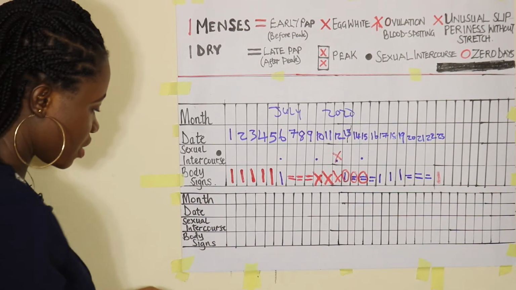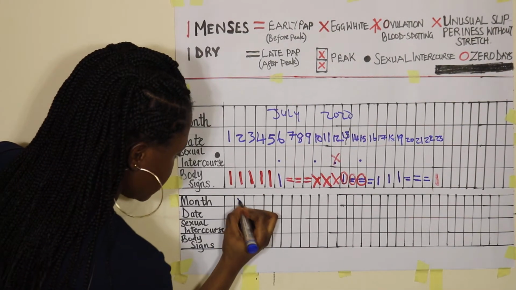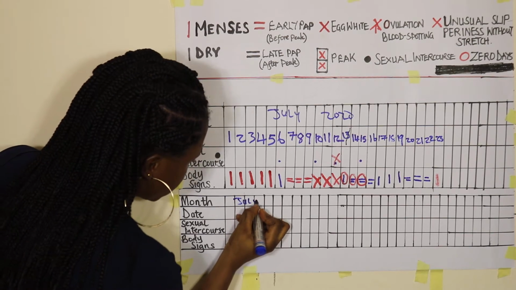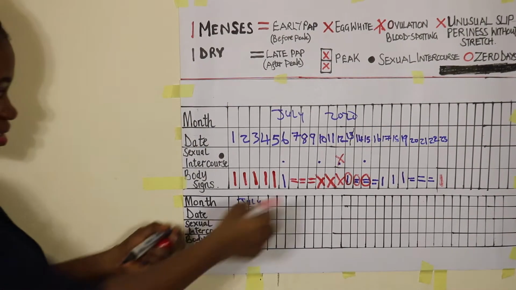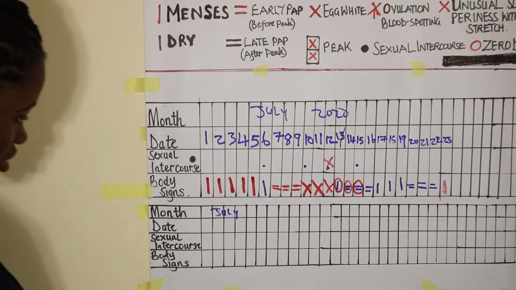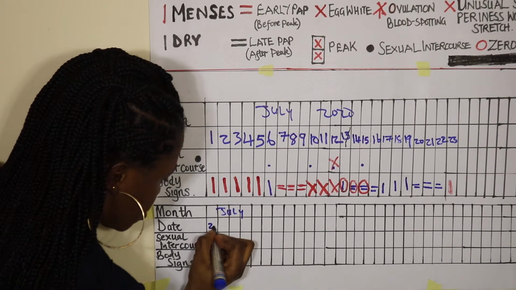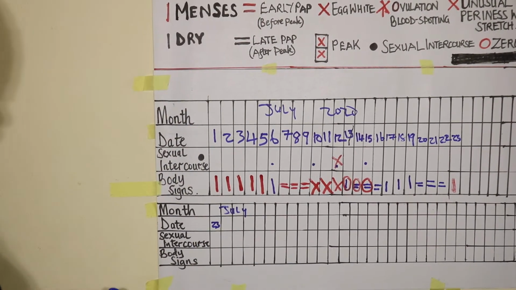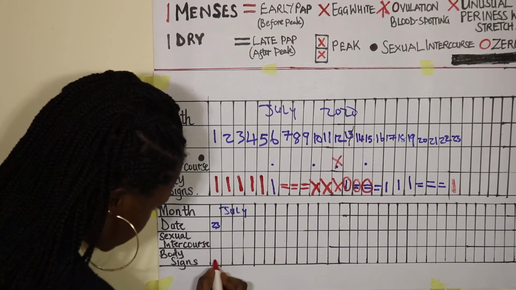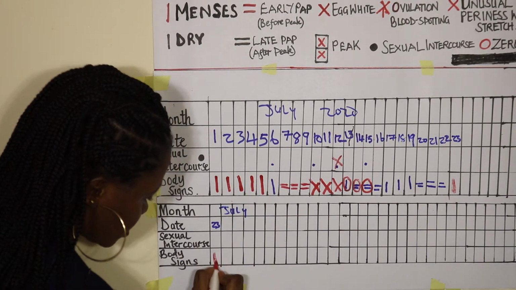So we are going to have July on the second column, and then the date is going to be 23rd. And then her body sign is the menses.